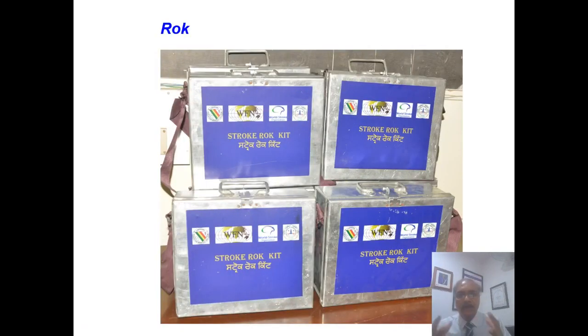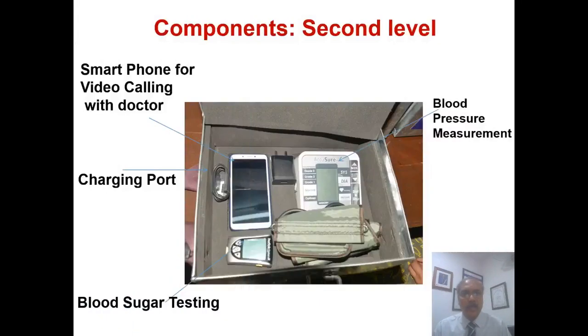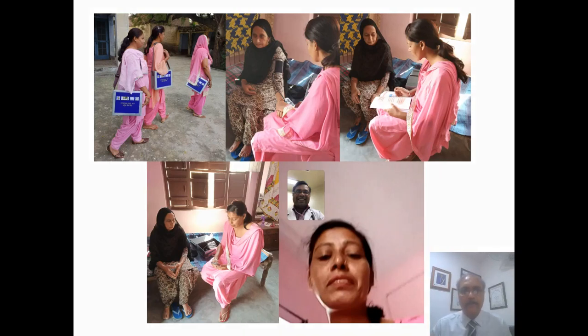So what did we give? We gave a small kit, what we call a stroke stop kit, which had a manual about stroke and the basics of stroke, and also a smartphone with a video calling facility, a blood sugar monitoring device and a BP monitoring device. When the ASHAs visited their homes, they uploaded the report and did a video call with the treating neurologist. Dr. Mahesh Kate, who was my colleague, was the PI for this particular cluster RCT.